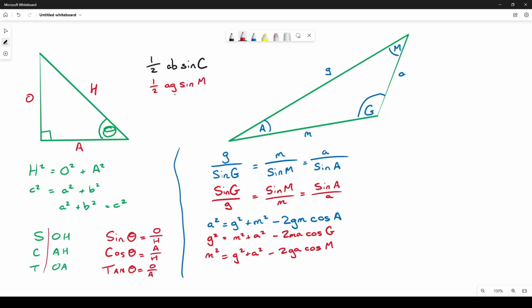And the important thing is that whatever capital you're using, the small version can't appear here. Whatever capital you use, the other two letters appear as the small versions. So I could also have done MG sine A, and that would have been the same answer as this one. It just means you get to use different information, so it depends on what information you have. Whichever angle you want to use, you can't use the side opposite that angle.